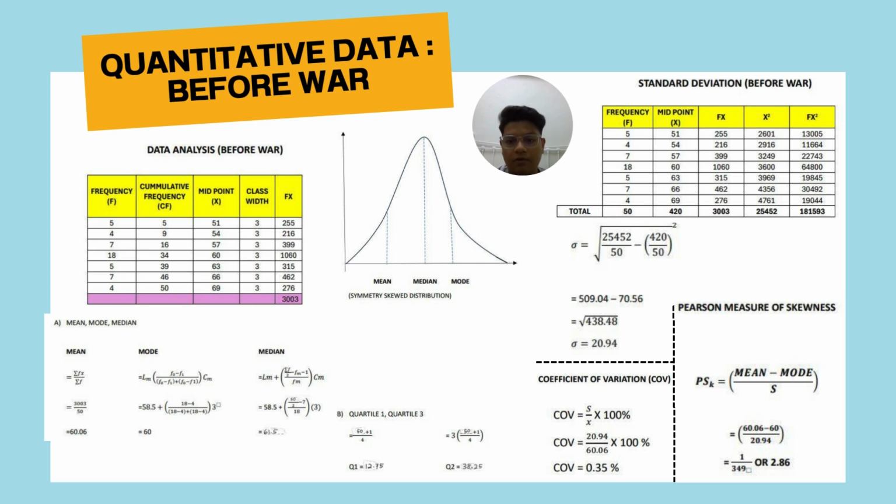So lastly, for the coefficient of variation, which is COV, we use this formula and the percentage that we got is COV equal to 0.35%, which is positive.